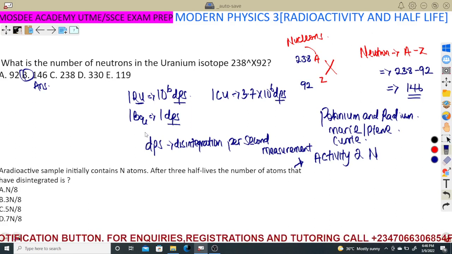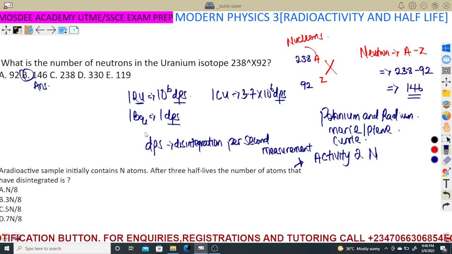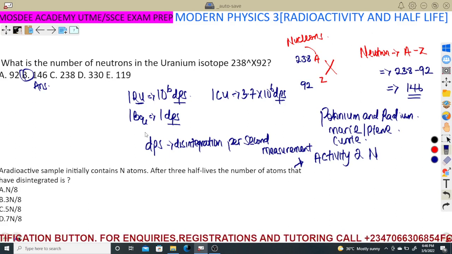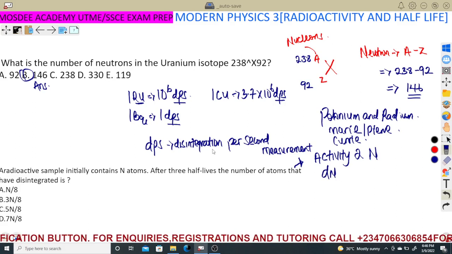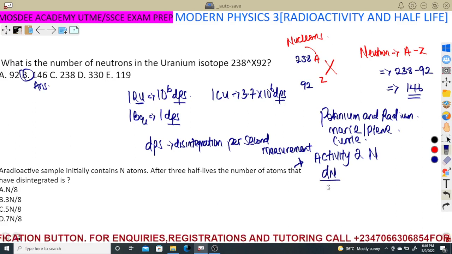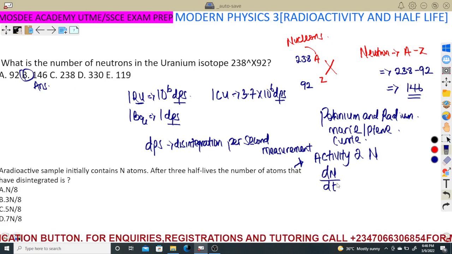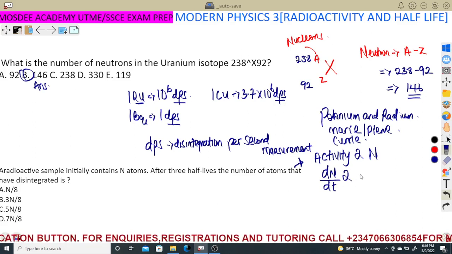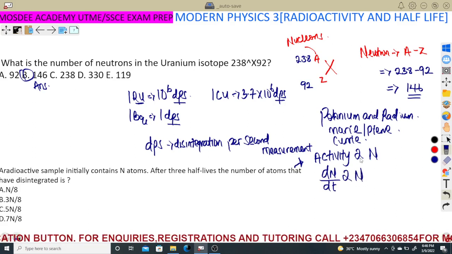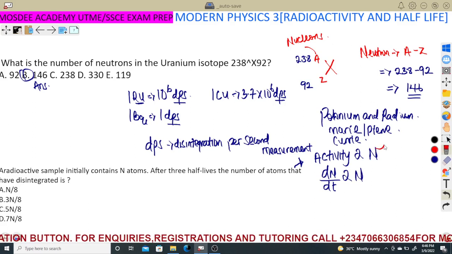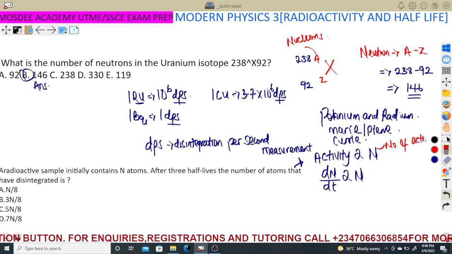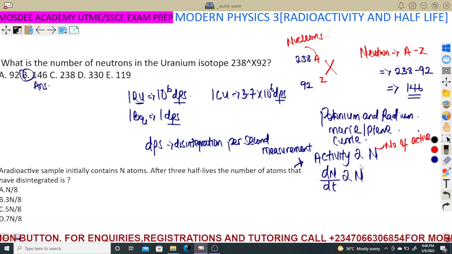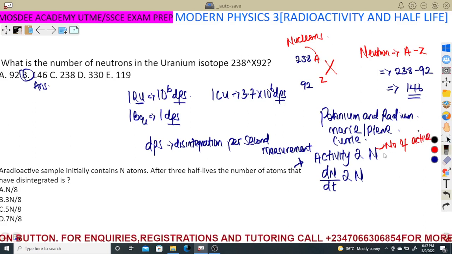Radioactive element. So now we define radioactivity in terms of the activity, which is the measurement. And activity is what? The number of disintegrations, just like DPS, per second, the dN by dt. That is activity. It is proportional to the number of active nuclei. N means the number of active nuclei. For a quick one, for an A-level student who wants to know the derivation of this formula, you can always watch my concept video.